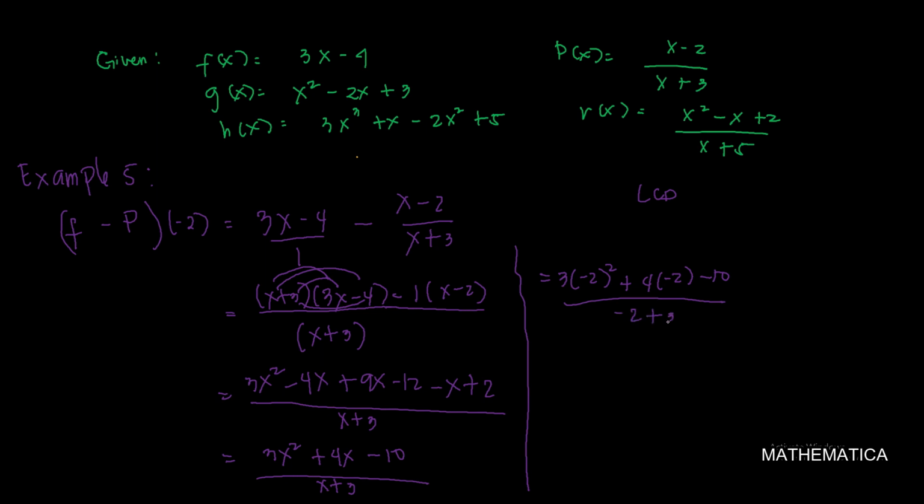negative 2 plus 3. So, negative 2 squared, we have positive 4 multiplied by 3, we will have 12. 4 multiplied by negative 2, negative 8, then minus 10 over negative 2 plus 3, 1. So, 12 minus 8, we have positive 4. Positive 4 minus 10, we will have negative 6 over 1. So, negative 6 divided by 1, or negative 6 over 1 is also equal to negative 6. So, ito yung final answer natin.